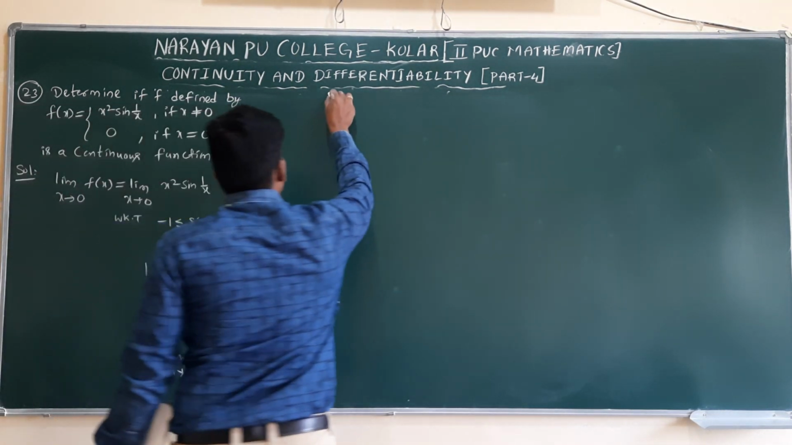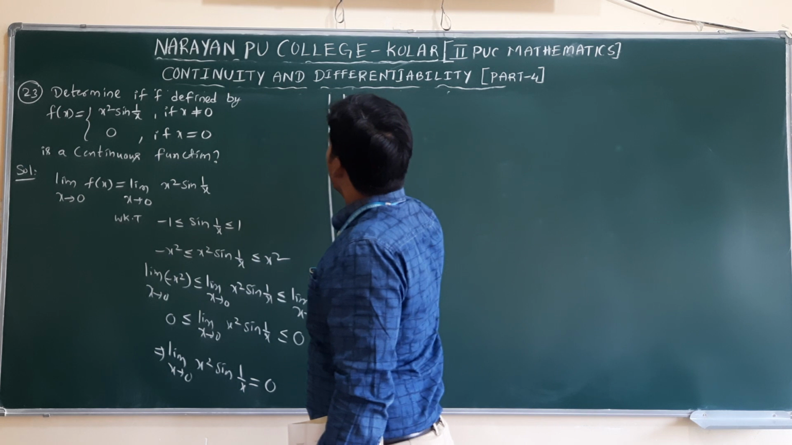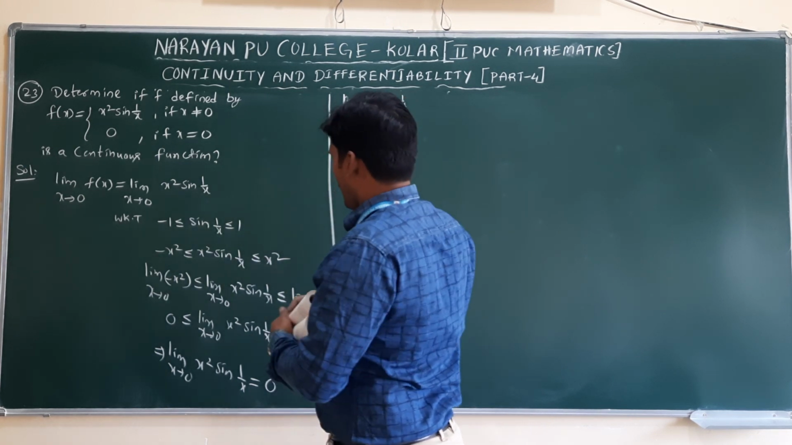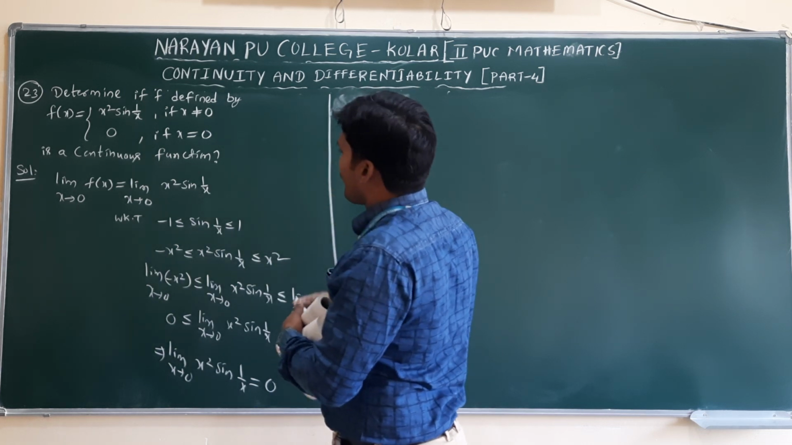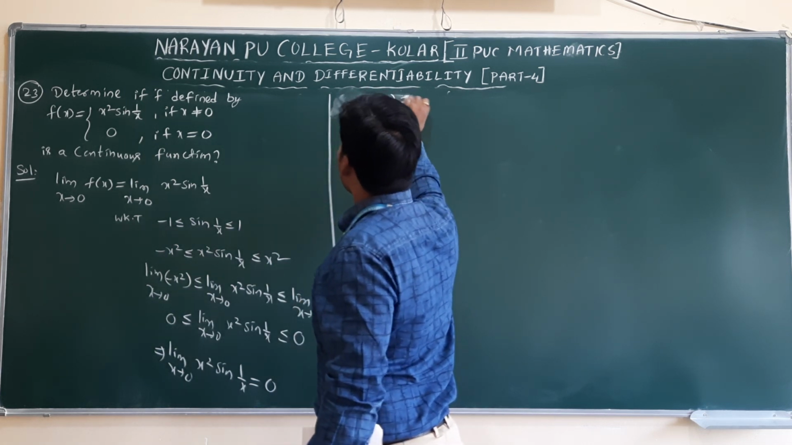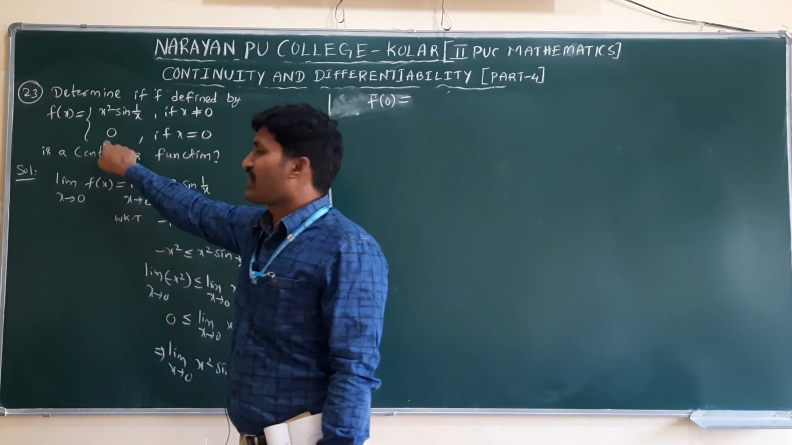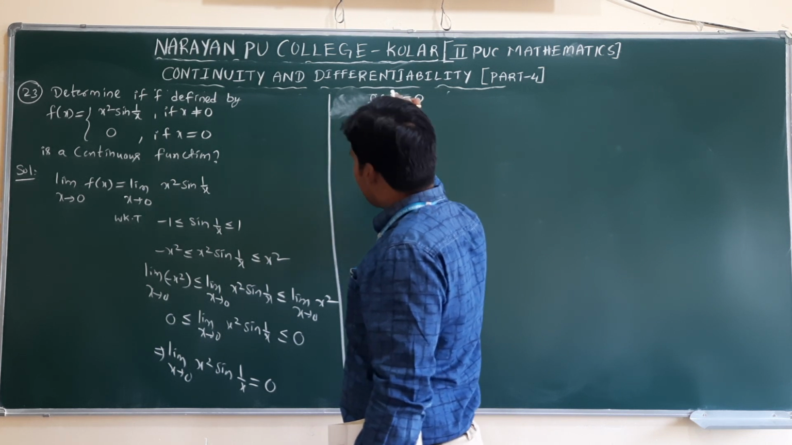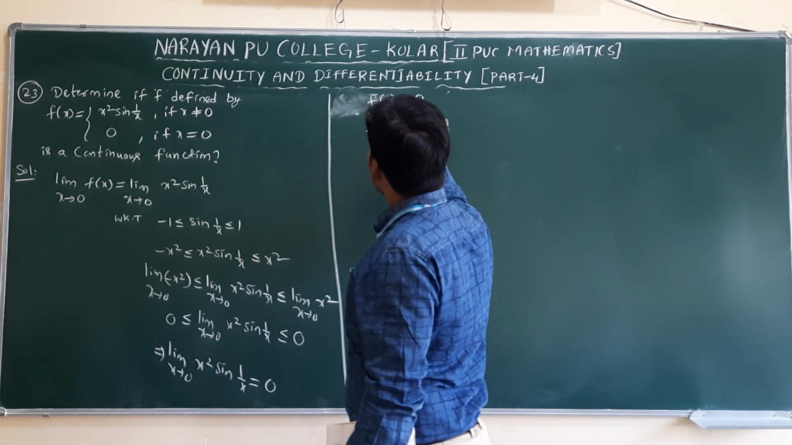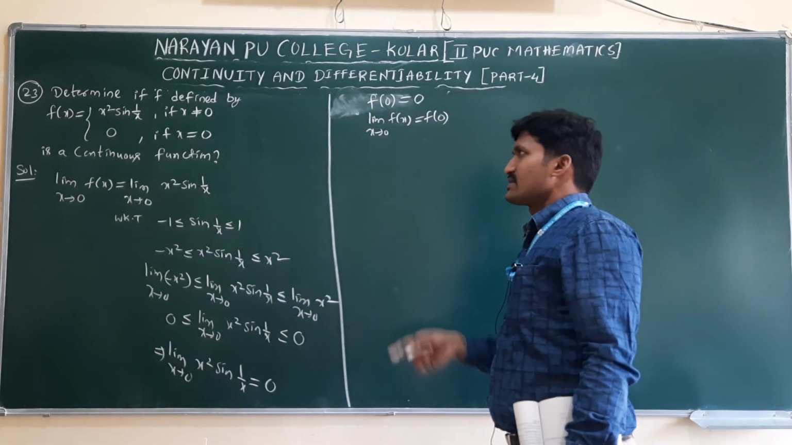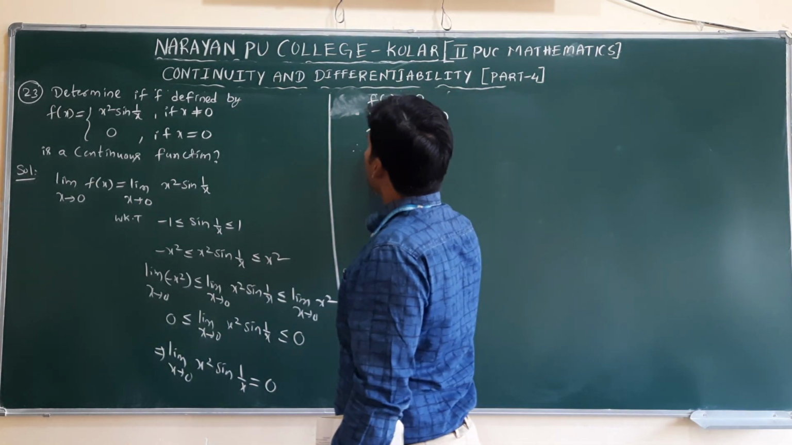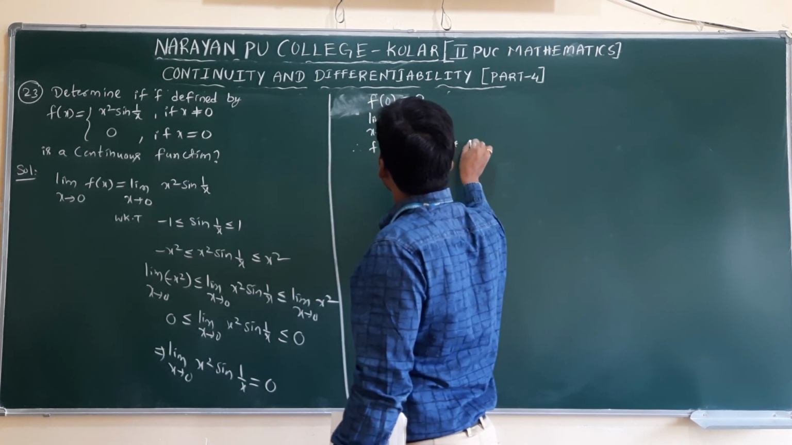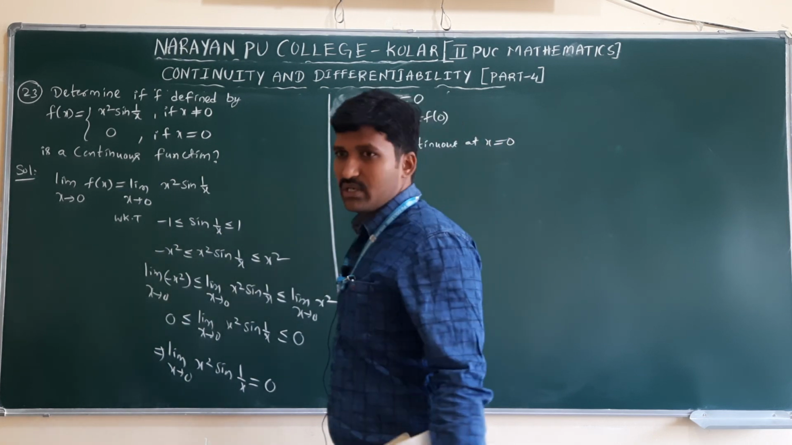Now the limit value is clearly 0. Next we'll find the function value. Function value means at exactly 0, what is the function? It is 0. That's why the limit value and the function value are both clearly 0. So we can conclude that f is continuous at x equal to 0. Therefore, f is continuous at x equal to 0.